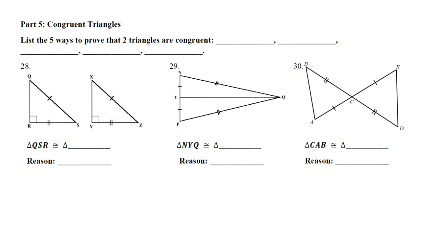Now we're going to talk about congruent triangles. There are 5 ways to prove that triangles are congruent: side, side, side; side, angle, side; angle, side, angle; angle, angle, side; and hypotenuse leg.